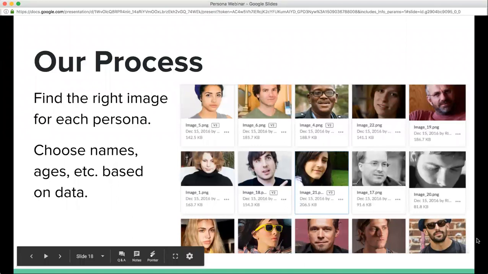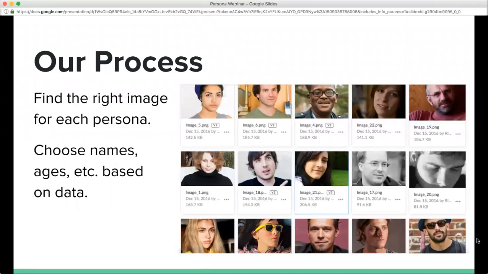The next step was finding the right image for each persona and choosing the names and their ages and all those details based on the data, like I mentioned. We had a pretty long process finding the right picture for each person. We didn't want to choose anything that was too stereotypical, like you'll see here. We have some black and white ones. You wouldn't really want to choose those for someone with depression because that's kind of stereotypical. Or there's a few that we thought the person really looked like what we thought a blind person might look like, but that's not always the direction we wanted to go in.